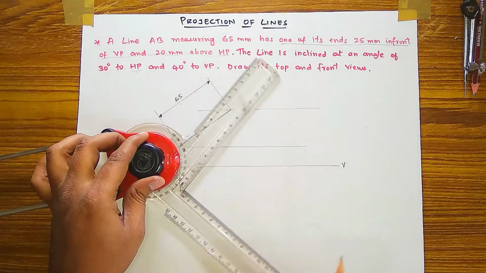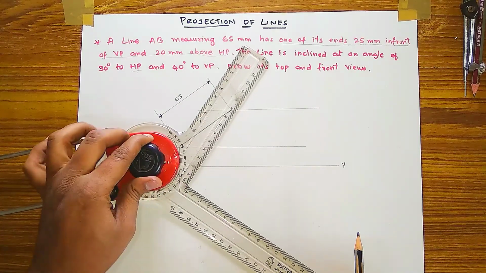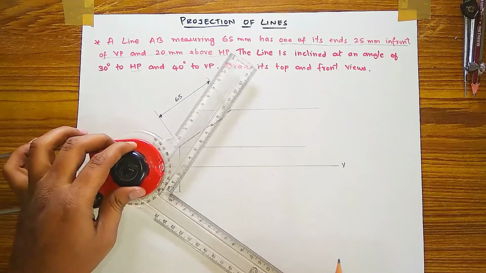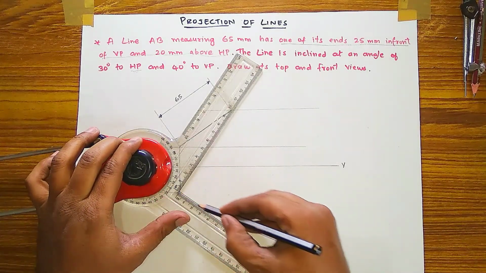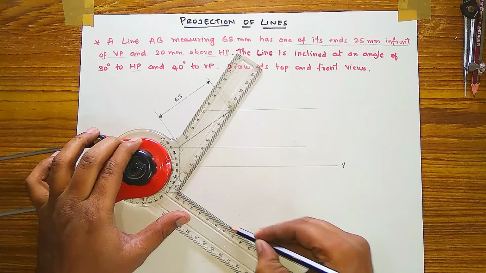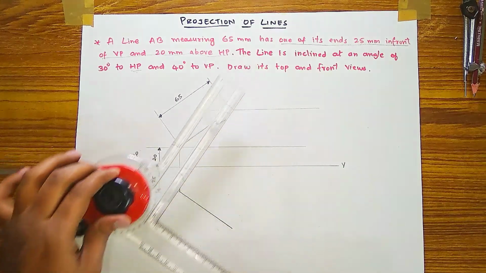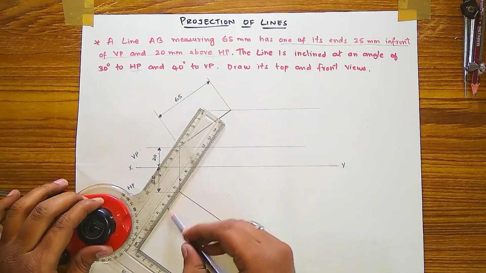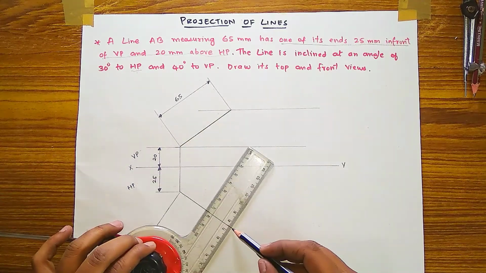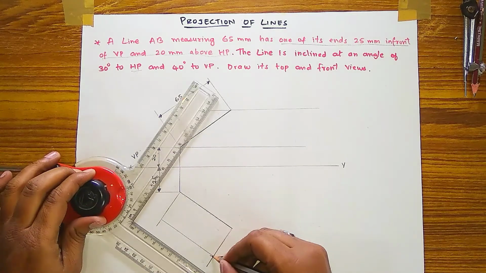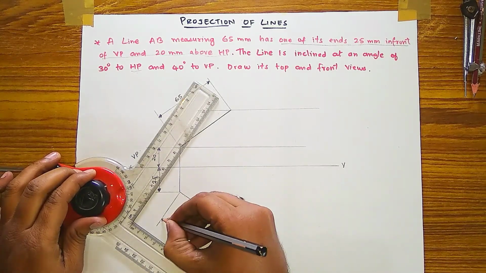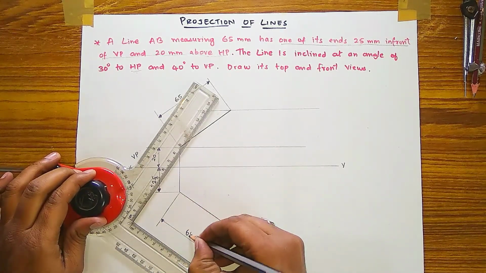So adjust your minidrafter to a 40 degree angle like this, or you can also take a protractor, and you have to draw a 65 mm line. How much line he has given you, that much only you have to take. And from there you also have to show the dimension of this line by taking extension lines, and this is the dimensioning line, arrow marks, and it is 65 mm.